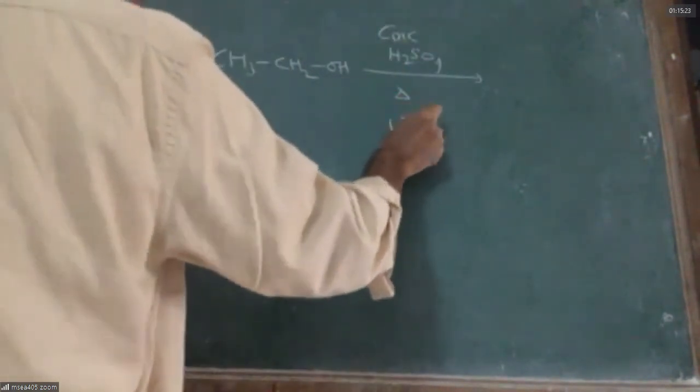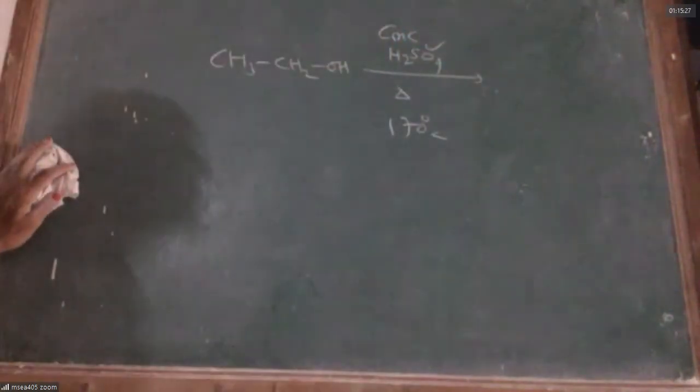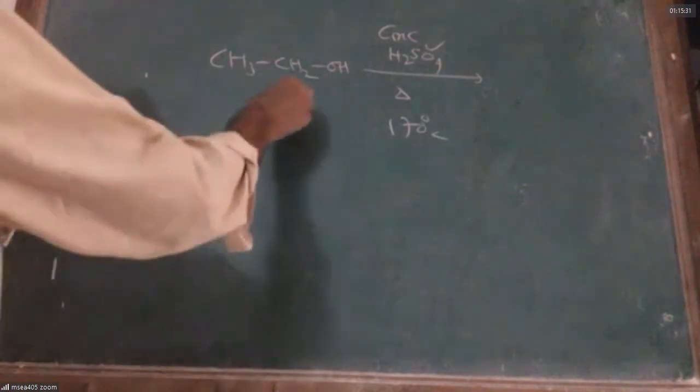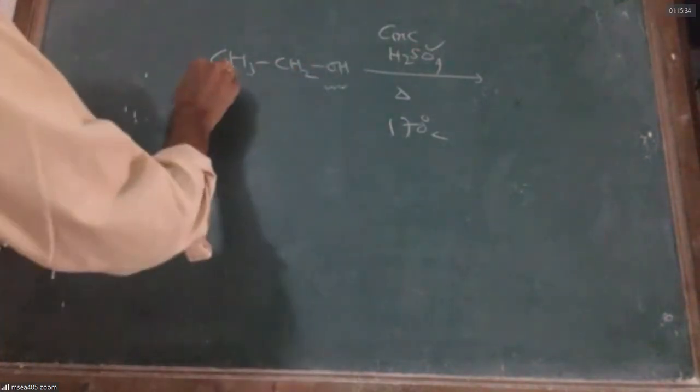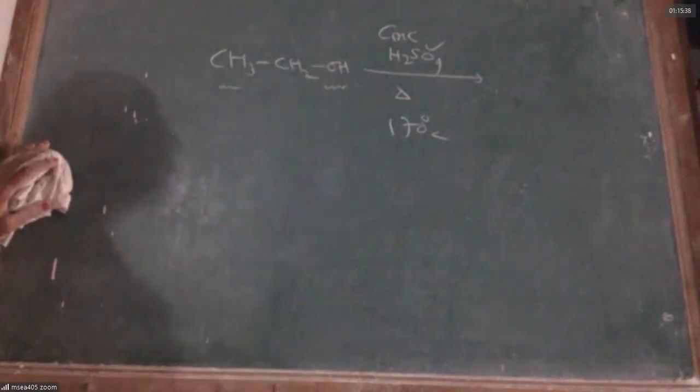At 170 degrees, sir, sulfuric acid is known as a dehydrating agent. It wants to drink water. It will create water and drink. Notice the alcohol has an OH group, so it will take H plus from the neighboring carbon: H plus and OH minus make water.